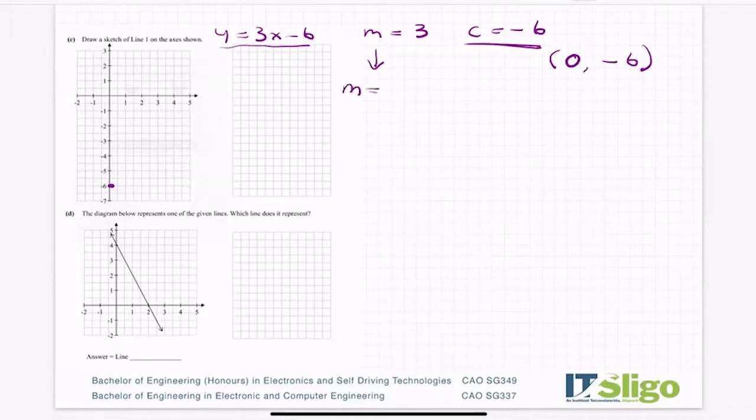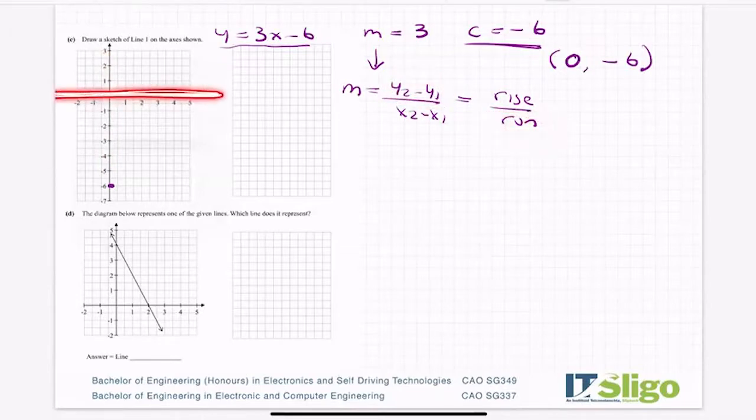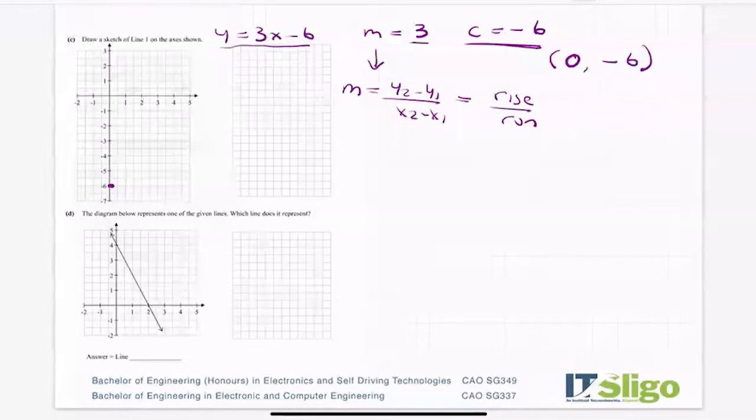So slope is equal to the y's over the x's, and is often called the rise over the run. Rise being how much goes up and down, on the y's. The run is what they call over and back, or the x's. So when you have a slope of 3, it is 3 over 1.